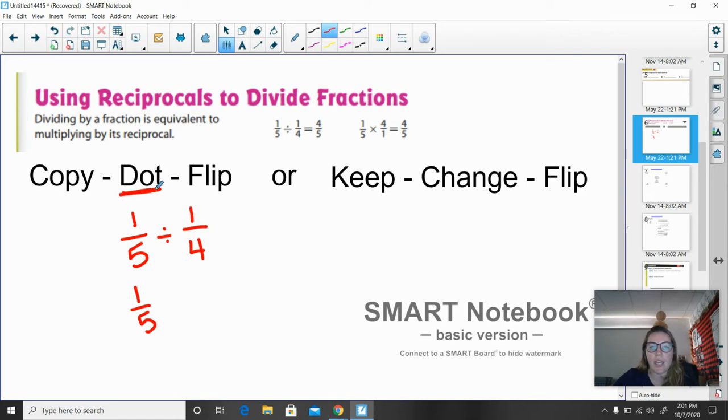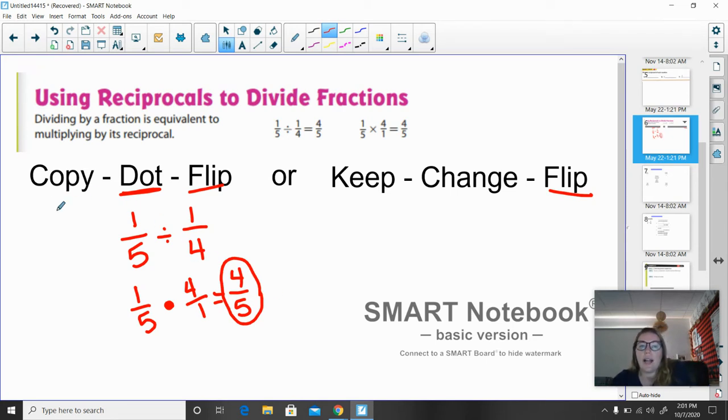Then I change my division to multiplication. So I'm either going to put a dot there or I'm going to say the word change. So I copy, dot, and then I flip. And what flip means is I find the reciprocal. So the reciprocal of 1/4 is 4/1. So what I've done is I've changed this division problem into a multiplication problem. Now that I'm done with this, I can just multiply like normal. 1 times 4 is 4, 5 times 1 is 5. My answer is 4/5.